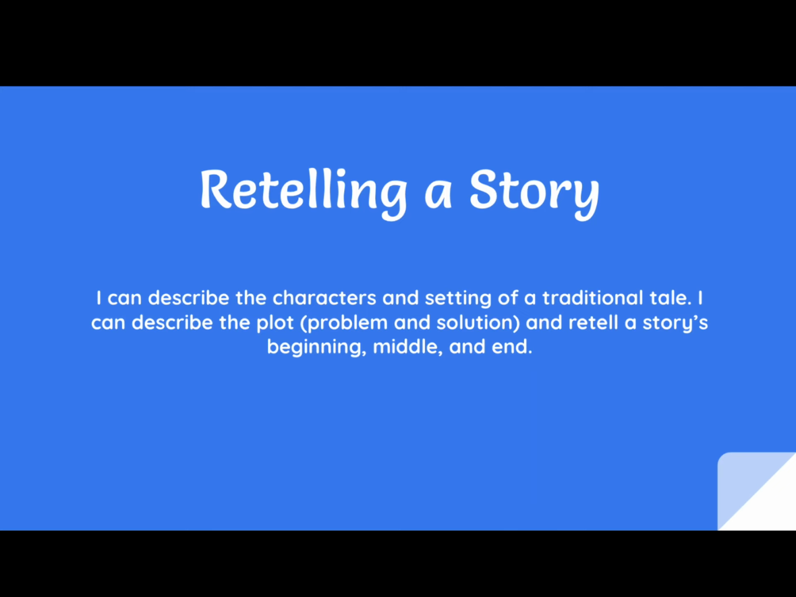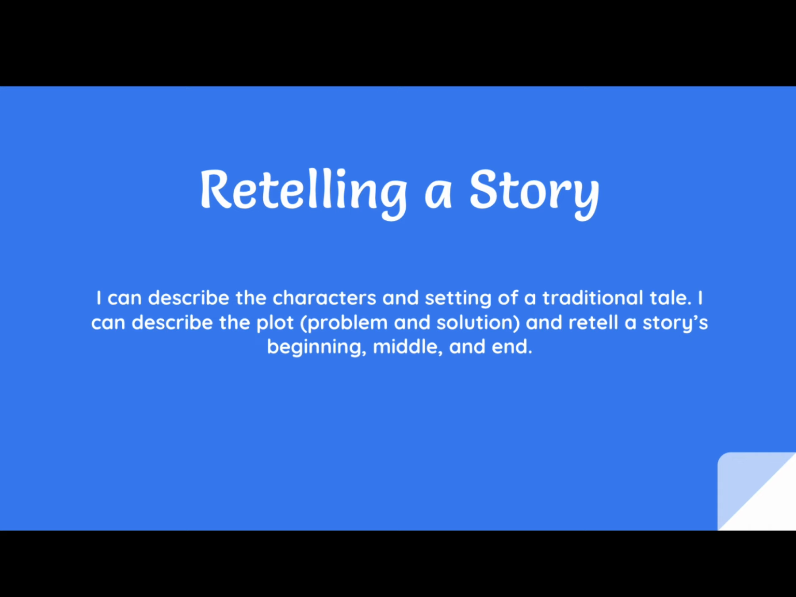This week, we're going to practice retelling a story. Our objective for the week is: I can describe the characters and setting of a traditional tale. I can describe the plot, problem, and solution, and retell a story's beginning, middle, and end. Good readers are always able to retell the story after they read.